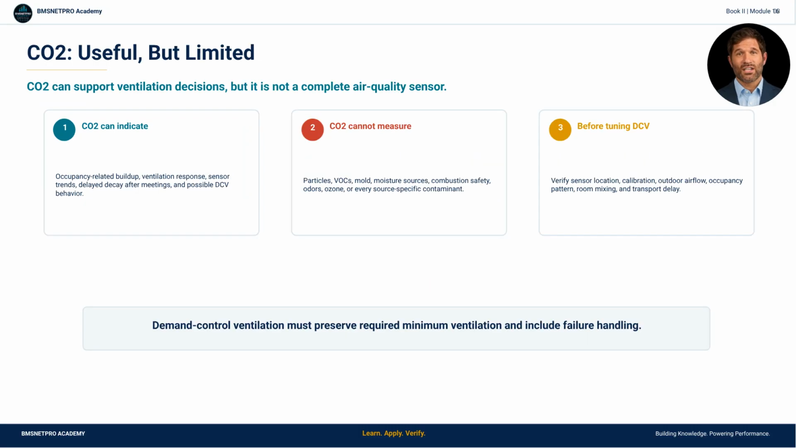CO2 is useful because it can show occupancy-related buildup and ventilation response. But CO2 is not a universal indoor air quality sensor. It does not directly measure particles, VOCs, moisture sources, mold, odors, or process-specific contaminants. Before making a demand control ventilation sequence more aggressive, verify sensor location, calibration, actual outdoor airflow, occupancy pattern, room mixing, and system delay. A slow CO2 decay may be normal for the room volume and ventilation rate.